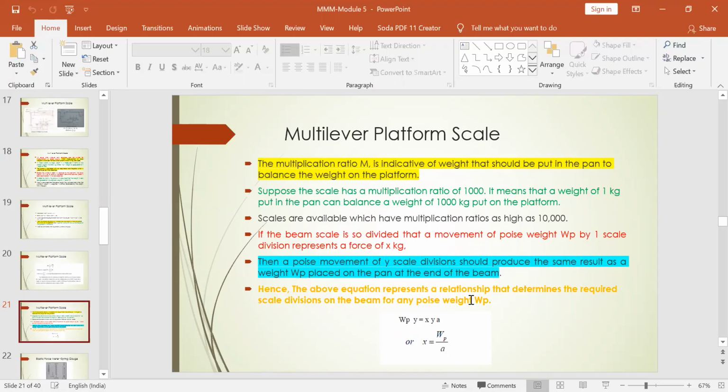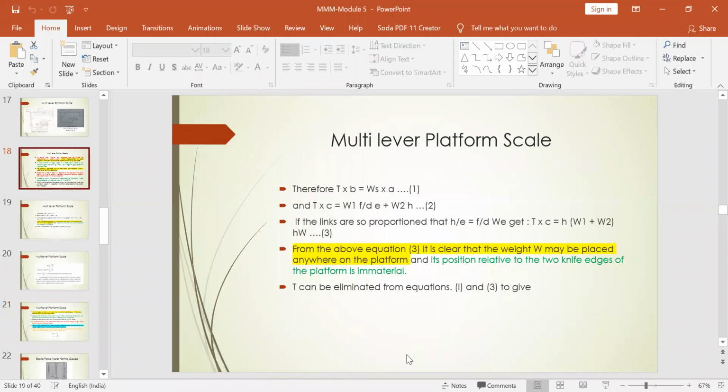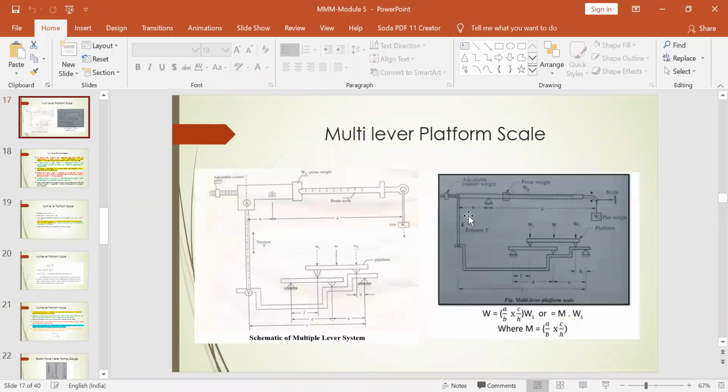Hence, the above equation is represented by a relationship that determines the required scale divisions on the beam for any poise weight. So we follow an equation here. Poise weight into the distance y will always be equal to x, y and a, or else you will determine x is equal to poise weight divided by a. So y here gets cancelled. This is how you have to consider how the variation in the poise weight comes.